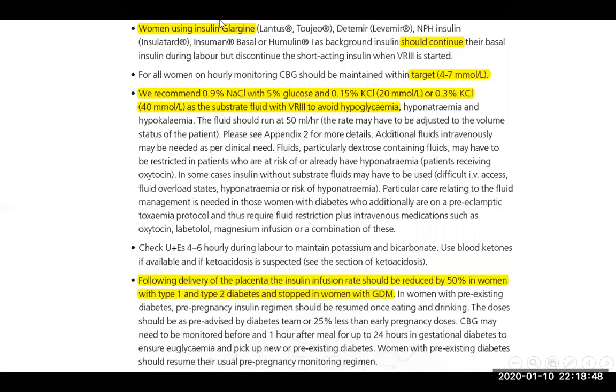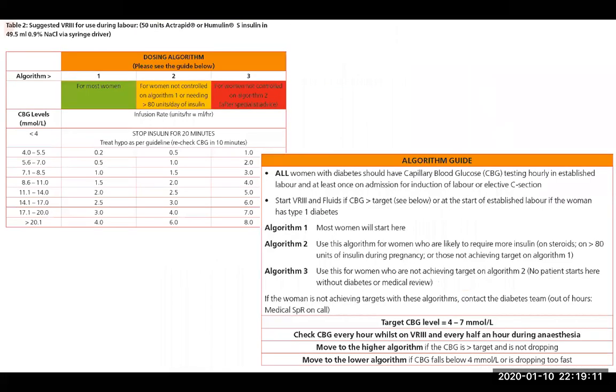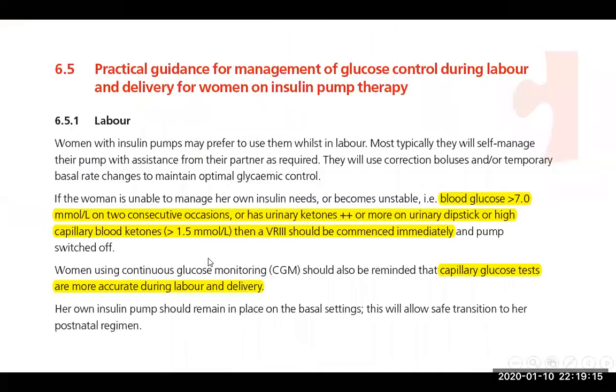If the woman is already on insulin glargine, we must continue the basal insulin, and our target blood glucose is 4 to 7. This is for delivery, but with steroid 4 to 7.8. And of course, following the delivery of the placenta, the insulin infusion rate should be decreased by 50% in type 1 or type 2 diabetes and stopped for GDM. And this is the variable rate which is used during the delivery.